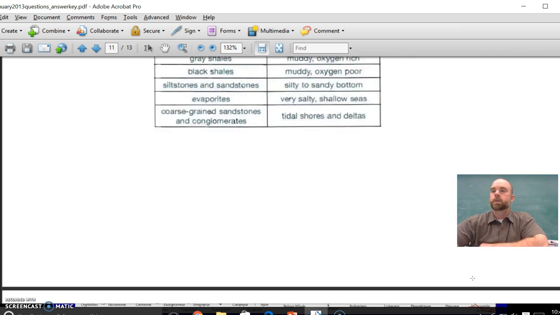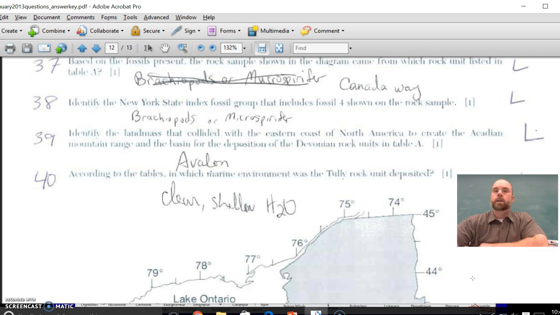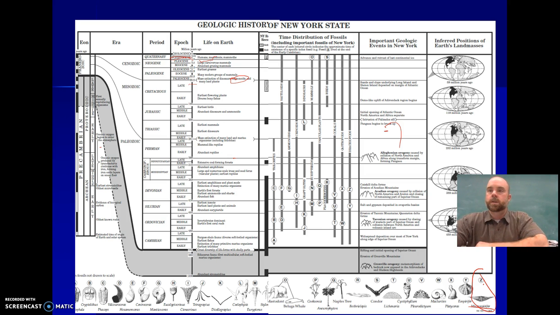Next. Identify the landmass that collided with the eastern coast of North America to create the Acadian mountain range. All right, so ESRT tells us this is the Acadian orogeny, Blizzard of North America, and Avalon. All right, so make sure that you go over this, read everything in here, so that you're kind of familiar and you're not fumbling around during the test.